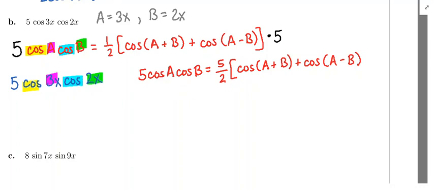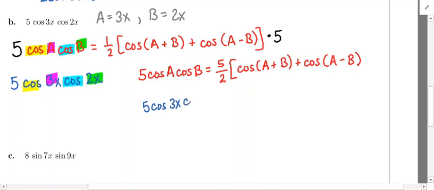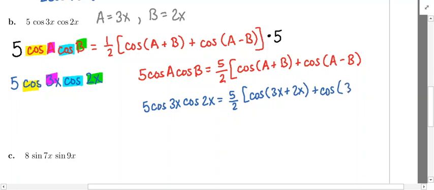Okay, so here we go. We were given 5 times the cosine of 3x times the cosine of 2x. So according to our little template here, this is going to equal 5 halves times the cosine of A, which is 3x, plus B, which is 2x, plus the cosine of A, which is 3x, minus B, which is 2x.